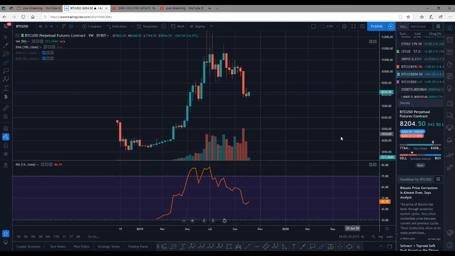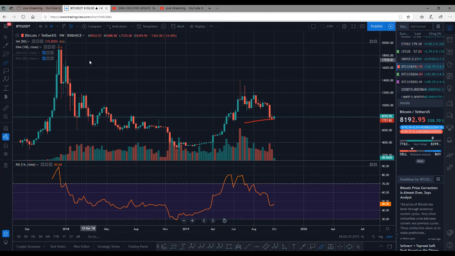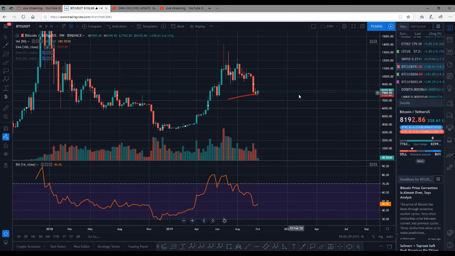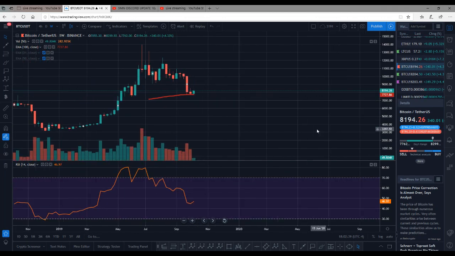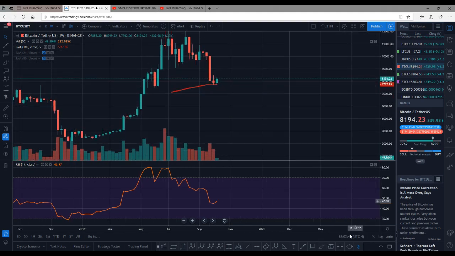On the weekly time frame, on Binance, we already got a 50,000 trading volume, which is the 24-hour trading volume. It's a lot. We haven't seen a 50,000 trading volume on the daily time frame forever, but we already got it, less than 24 hours into the week.